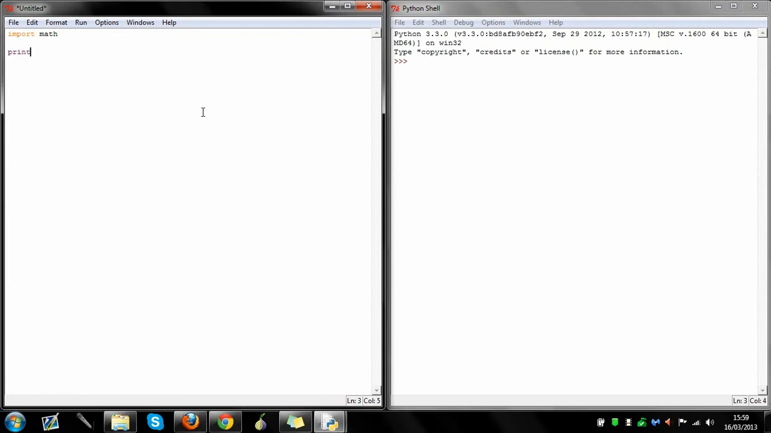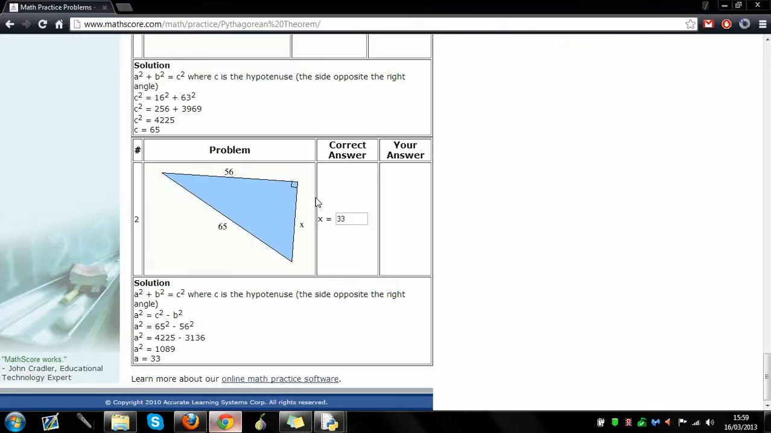So what we're going to do first off is the hypotenuse of a triangle. It doesn't matter what side it is as long as it's got an x. In this case, the answer, I can't even click on it, the answer is 33. So we know the answer. If Python gets it right, brilliant. If it doesn't, then obviously I've probably done the code wrong. So the sides are 56 and 65.